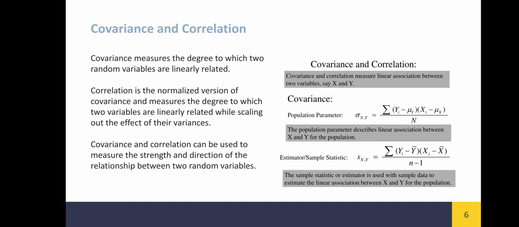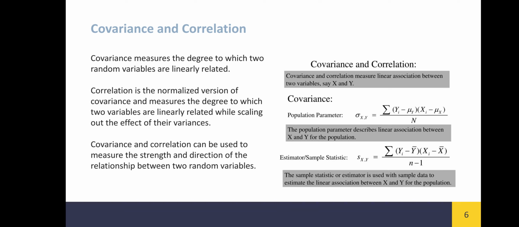Covariance and correlation. Covariance measures the degree to which two random variables are linearly related. Correlation is the normalized version of covariance and measures the degree to which two variables are linearly related while scaling out the effect of their variances. Covariance and correlation can be used to measure the strength and direction of relationship between two random variables.